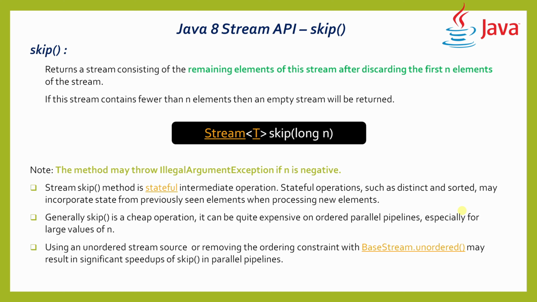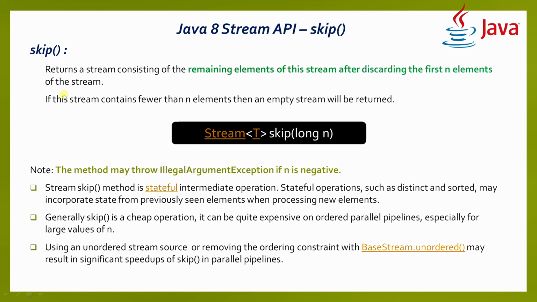So this is the last method which we are going to discuss in the intermediate operations: skip. Later we will see some terminal operations. After that I will discuss parallel streams and the difference between sequential streams and parallel streams. Then we are going to wind up with the Streams API. Now let's see the skip method.